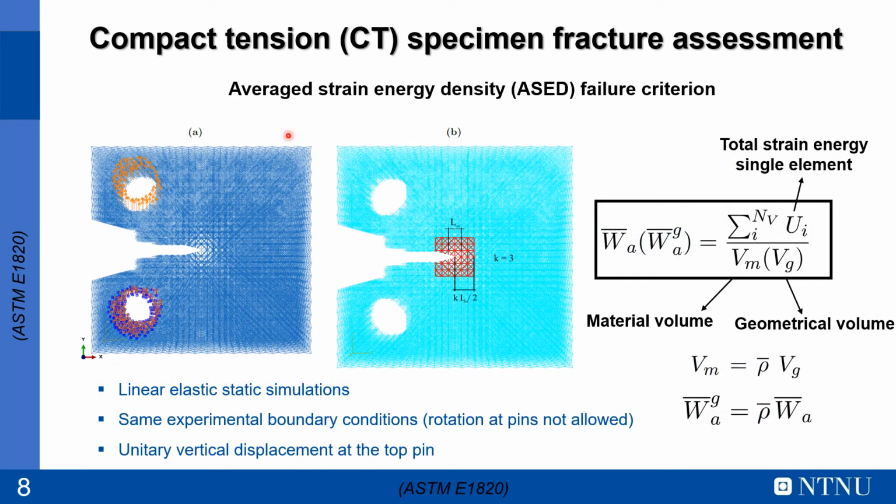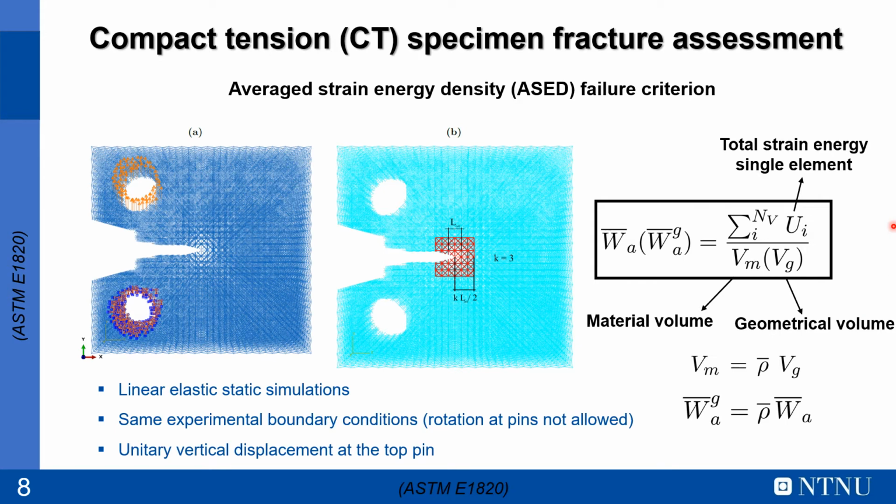So the first point, or the main point of this work, is to readapt the average strain energy density failure criterion to architectural materials. Therefore, the criterion is based on the fact that the failure of the material occurs when the average strain energy density on a control volume around the notch tip reaches a critical value.